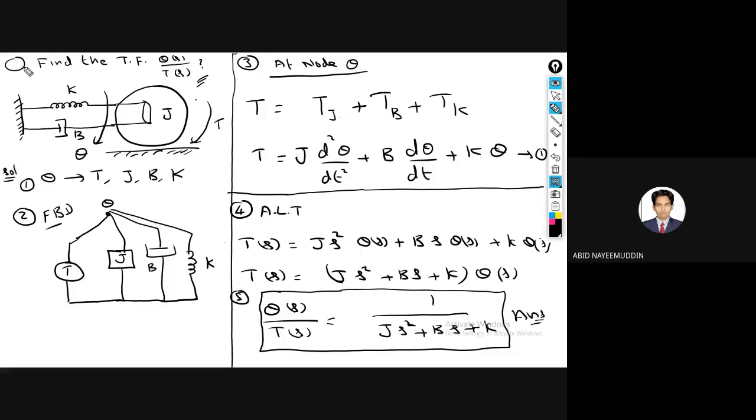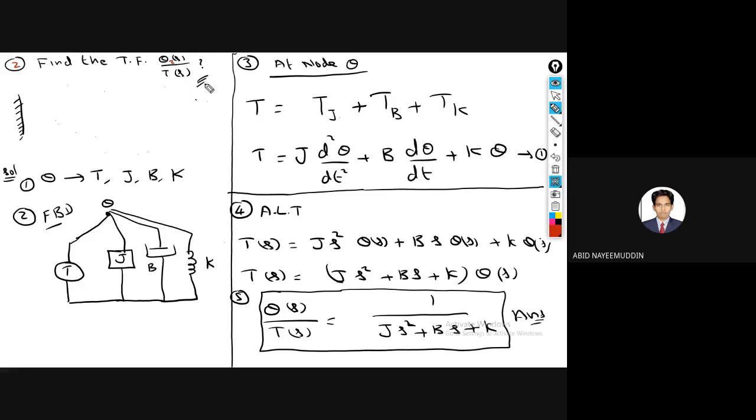Now the second problem. Today's class second problem: find the transfer function theta 2 of s by T of s for the given mechanical rotational system. So let me draw the next question. I am just noting the second problem here.